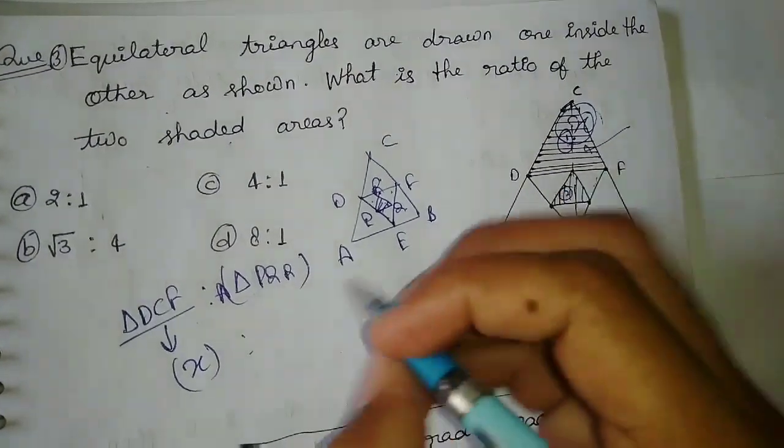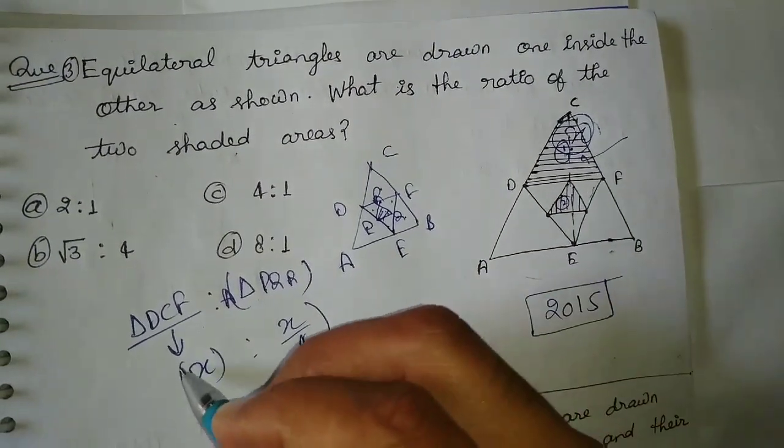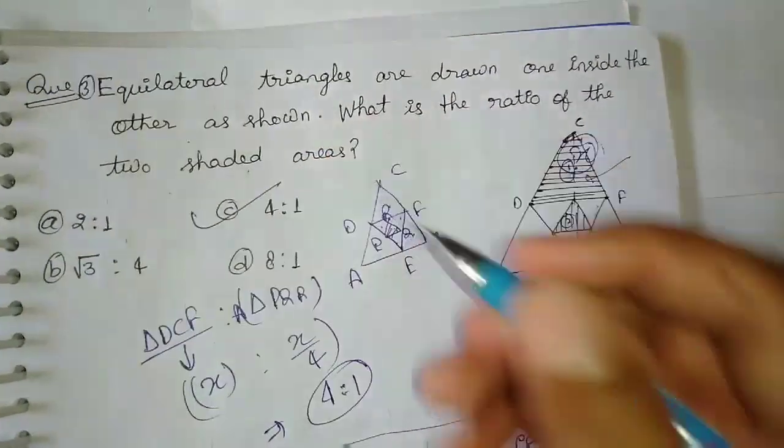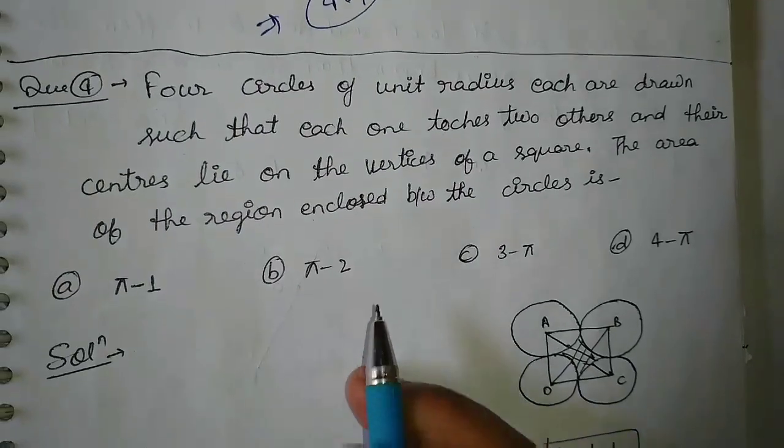So the area of this PQR will be just X by 4. So the ratio is 4:1. So simply the answer will be C. Now come to the next question.